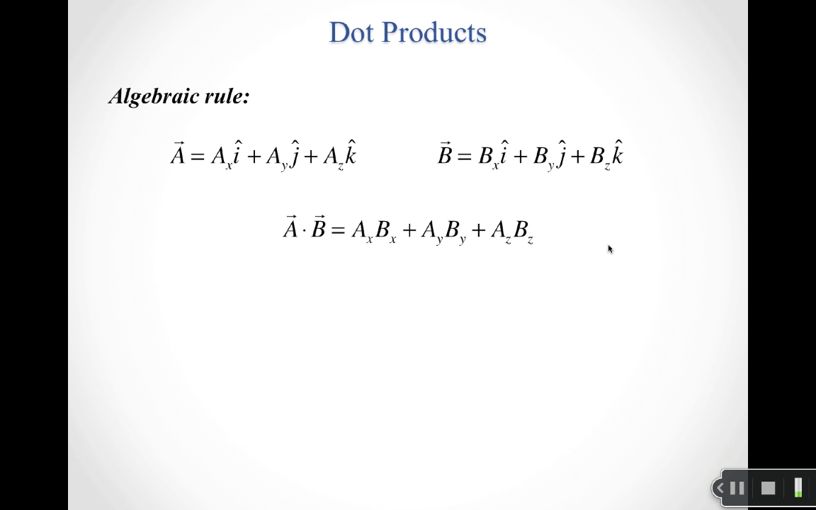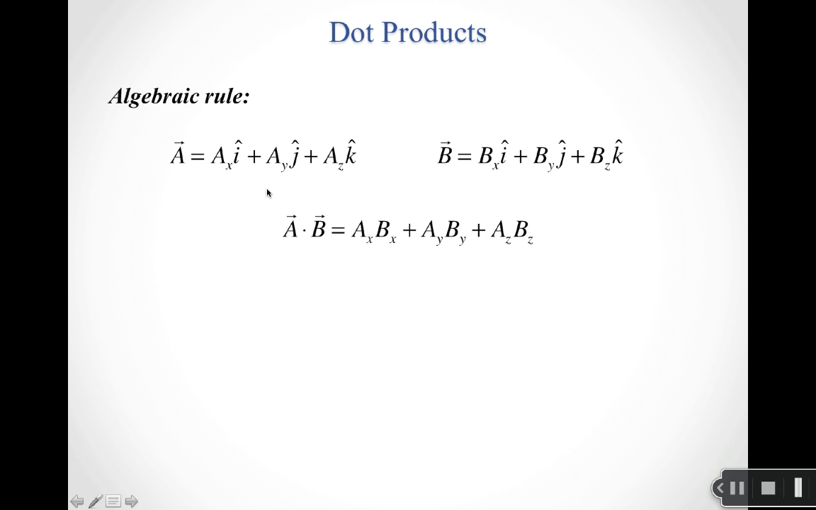So there are a couple different ways that we can talk about dot products. The first way is we'll talk about the algebraic rule. So basically, if I've got 2 vectors, so here's vector A, axi hat plus ayj hat plus azk hat. Here's vector B, bxi hat plus byj hat plus bzk hat. Their dot product is just axbx plus ayby plus azbz.